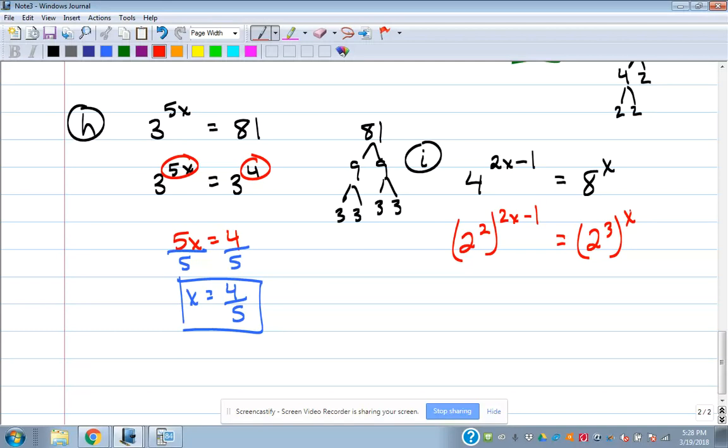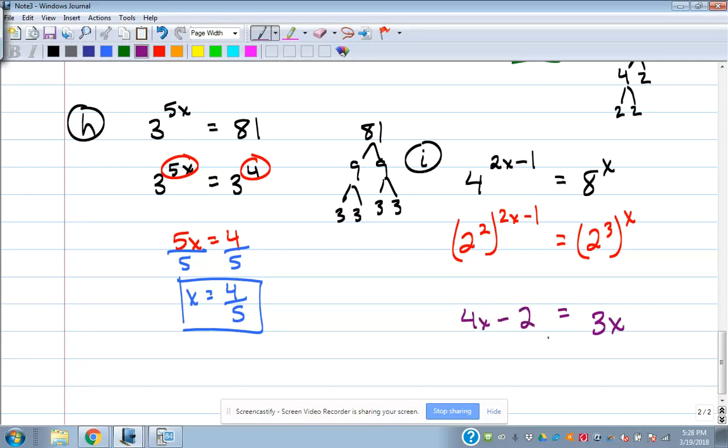But that's not that bad. You got the bases the same. So what's the rule for the exponents, though, right here? You multiply them. So this is 2 times 2x minus 1, and then the other side is 3 times x. I'll do this side. What's the other side?